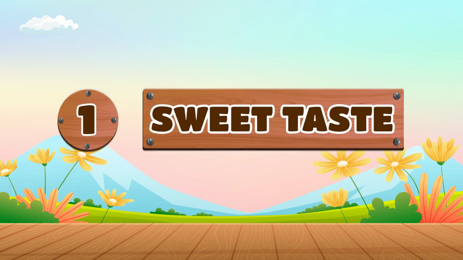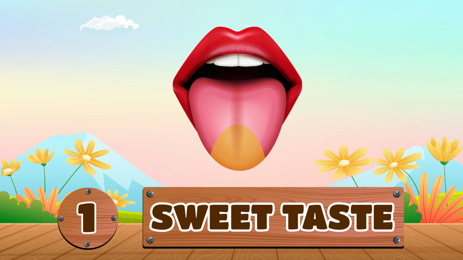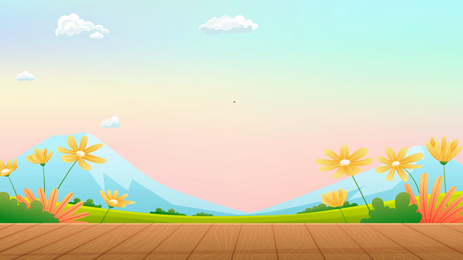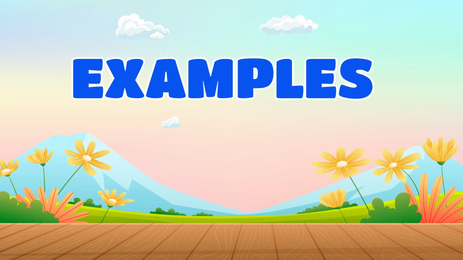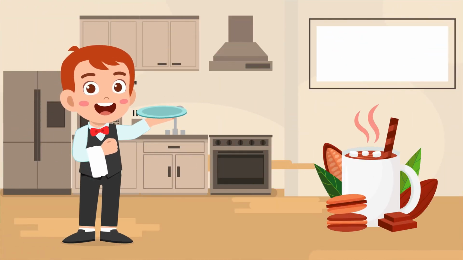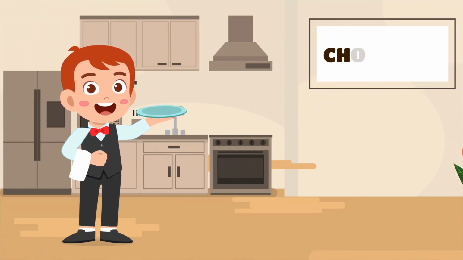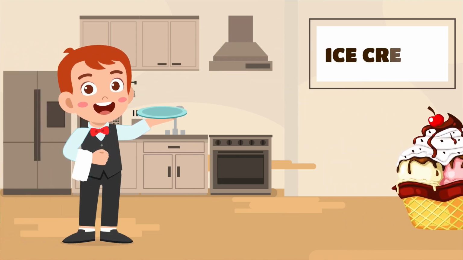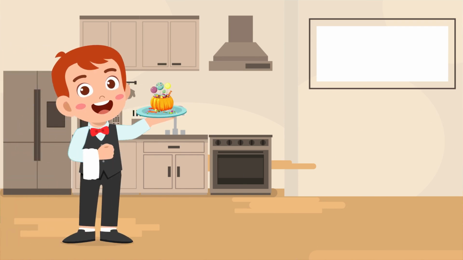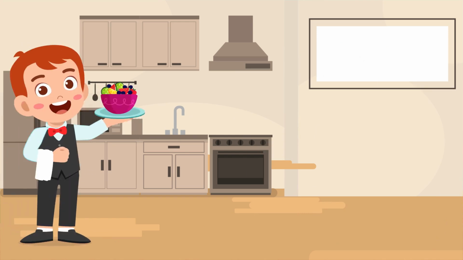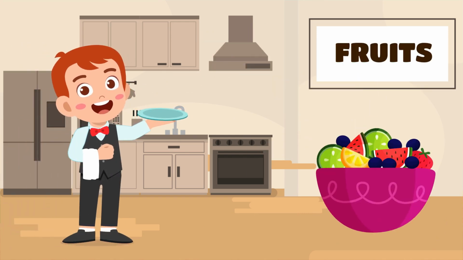Sweet taste. The taste buds for sweet taste are on the tip of the tongue. Let's have some examples for the sweet taste. Chocolate. Ice cream. Candy. Fruits.